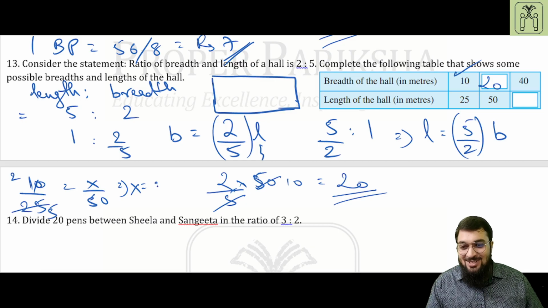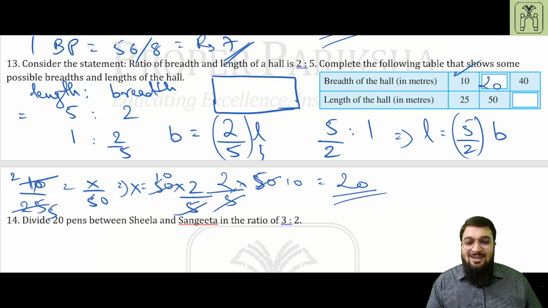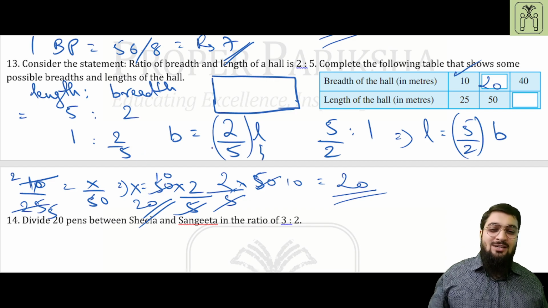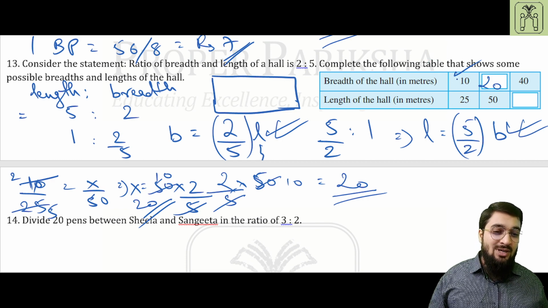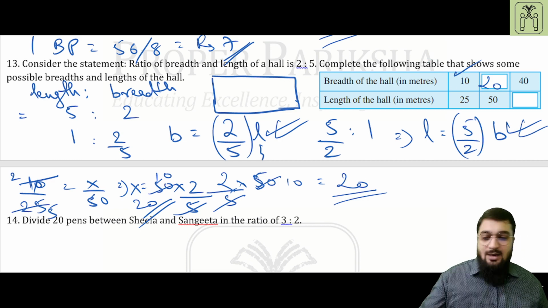So x will be 50 into 2 upon 5. This will make it 10 and this will make it 20. So the answer will be 20. So you can either solve it by making the formula from the ratio, or you can use this particular equivalent fraction and find out the answer.